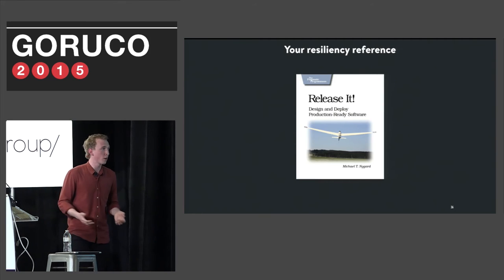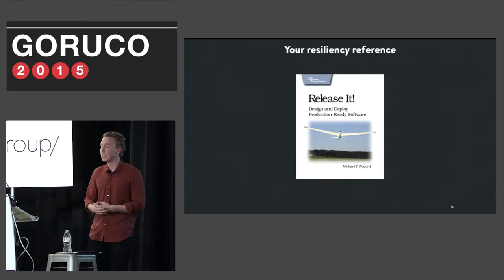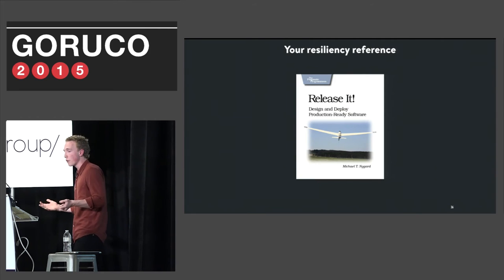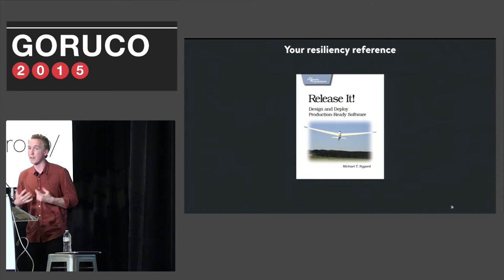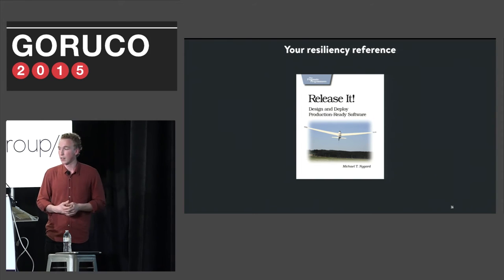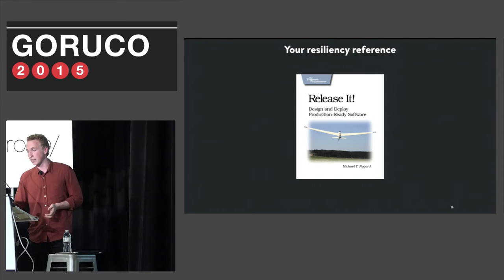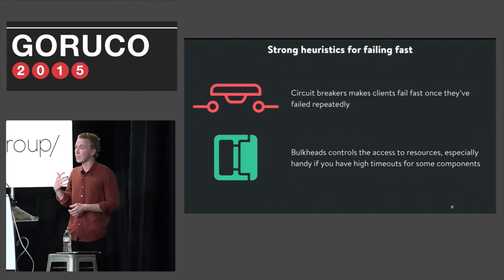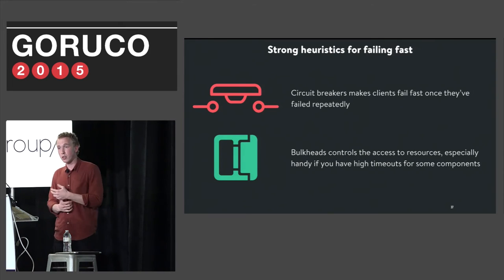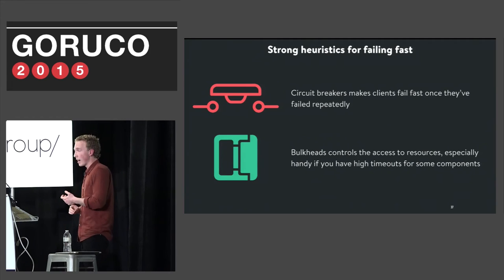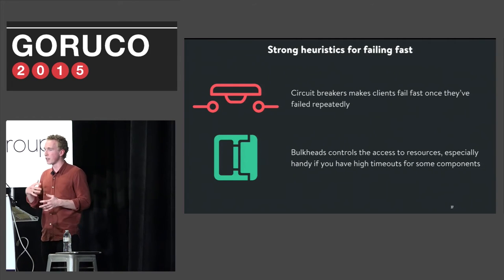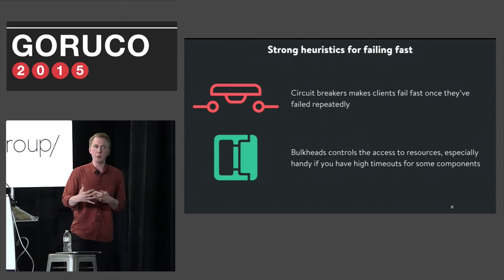So there's a great book called Release It, and it describes, among other things, some heuristics on failing fast and building really, really good software. I definitely recommend reading this book if you find this interesting. It describes at least two heuristics for failing faster than timeouts: circuit breakers and bulkheads. These are two different patterns that complement each other pretty well on failing fast.